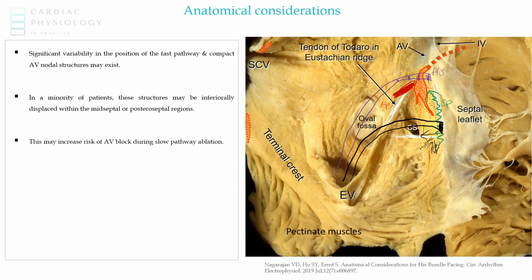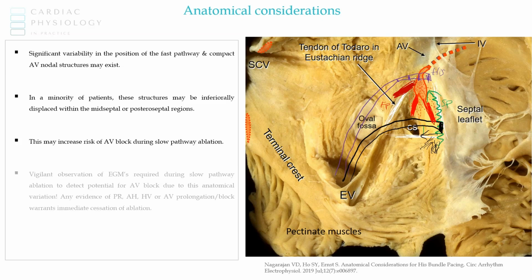In some patients, the compact AV node and therefore the His catheter may be located in the usual position, but their fast pathway could be inferiorly displaced, perhaps in the mid-septal region, in this location, or perhaps in a posteroseptal region in a very small minority of patients in this location. And in these patients, you can imagine that inadvertent injury to the fast pathway is quite possible in the context of a slow pathway ablation.